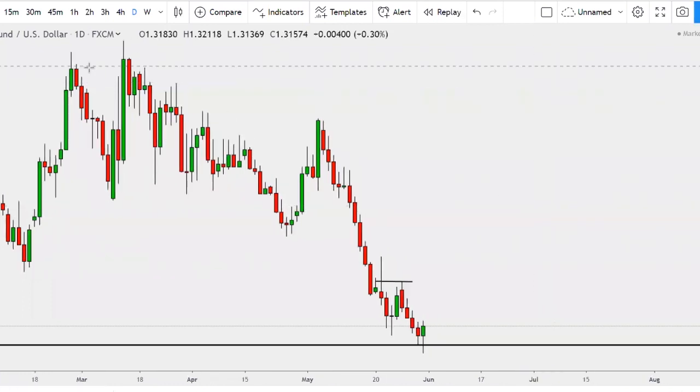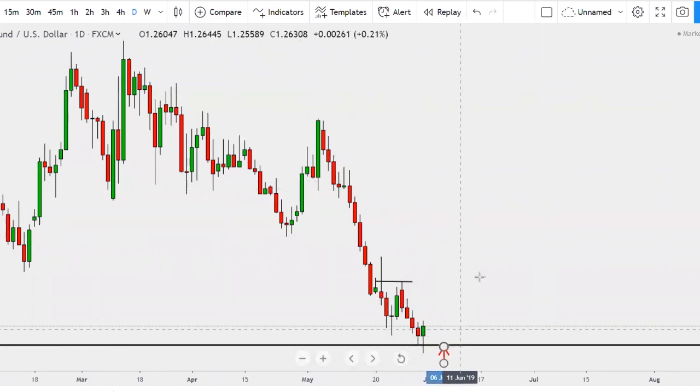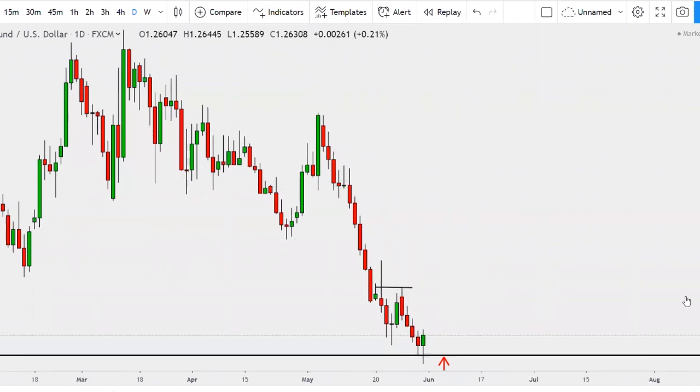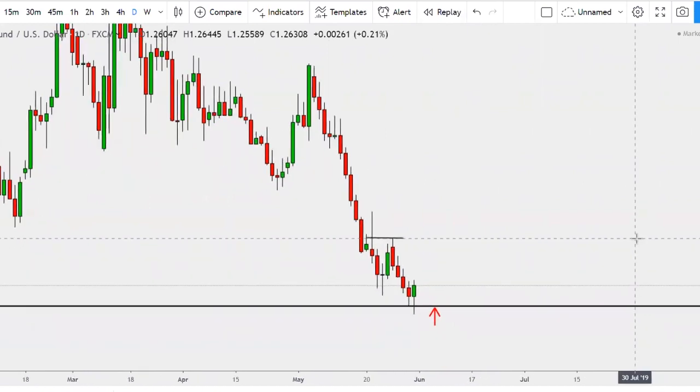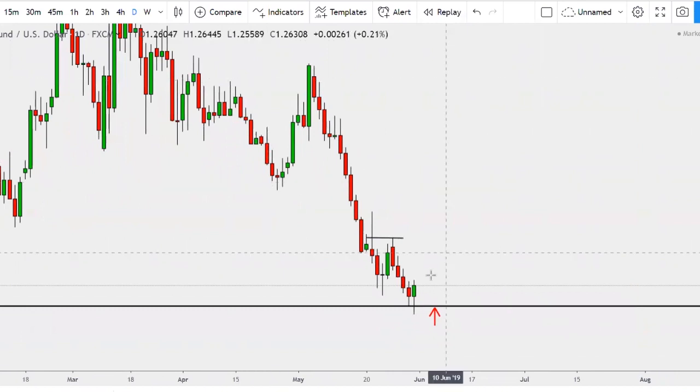Now, with this structure, to be honest with you, I don't really like it. It doesn't tickle my fancy. And I can see that price for the last 2 days last week, Friday and Thursday, struggled to break this level around 25.81. Now, for me, this is not a buy zone.